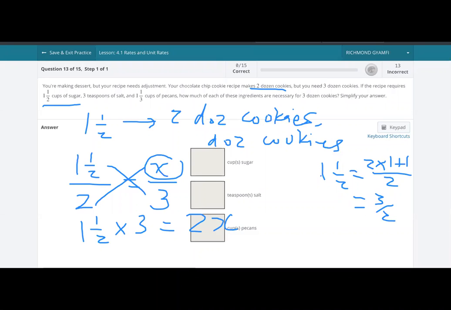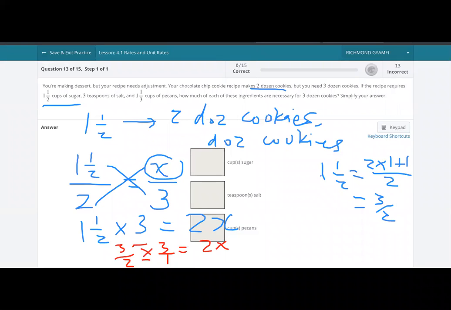So I'm going to have 3/2 times 3 equals 2X. Now 3, I could do 3/1, right? Any number over 1 is still the same number. So again, with multiplication, you go this way and then you go that way. So 3 times 3 is 9, divided by what? 2, because 2 times 1 is 2.